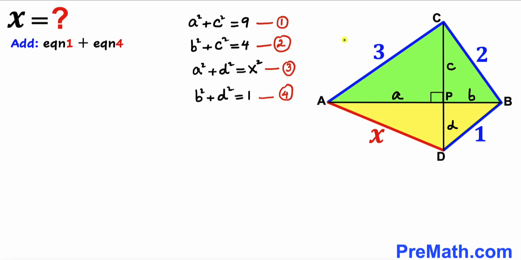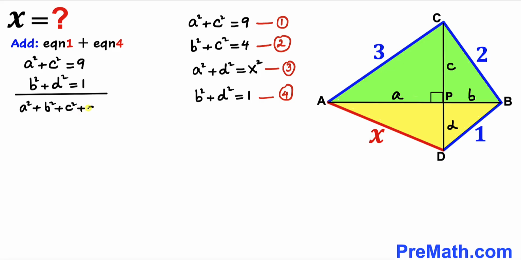Here's our next step. We are going to add equations 1 and 4. Here I have copied down equations 1 and 4. We are going to add these two equations now. Therefore, on the left hand side, we can write in order a square plus b square plus c square plus d square equals, and if we add the right hand side, 9 plus 1 gives us 10. I'm going to label this as our equation number 5.